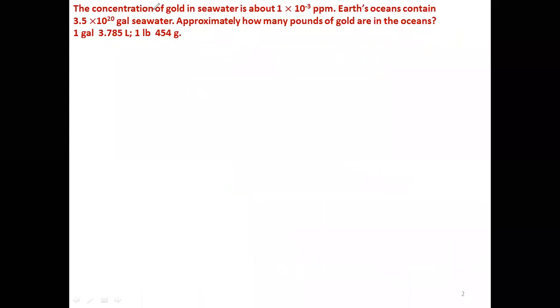So here goes the first numerical. The concentration of gold in seawater is about 1 into 10 raised to power minus 3 ppm, and Earth's ocean contains 3.5 into 10 raised to power 20 gallon seawater. So we have to calculate how many pounds of gold are in oceans, and some conversions are given. 1 gallon is equal to 3.785 liters and 1 pound is equal to 454 gram.